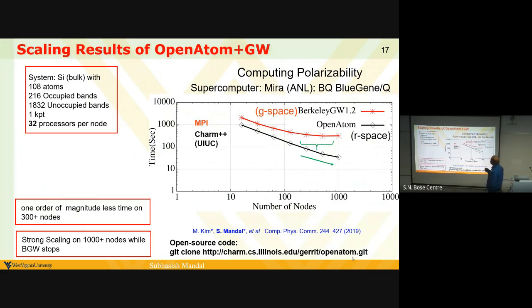Here I'm showing the computing time of polarizability, which is the main non-local part of the calculation and takes almost 70 to 80% of the time. The system is silicon, but with hundreds of atoms and almost 2,000 bands. So we need to use the polarization techniques, and we have to truncate it somewhere. Non-occupied bands are around 2,000, and we're comparing with another software, BerkeleyGW, which is written in reciprocal space. We have written everything for the polarizability in real space.